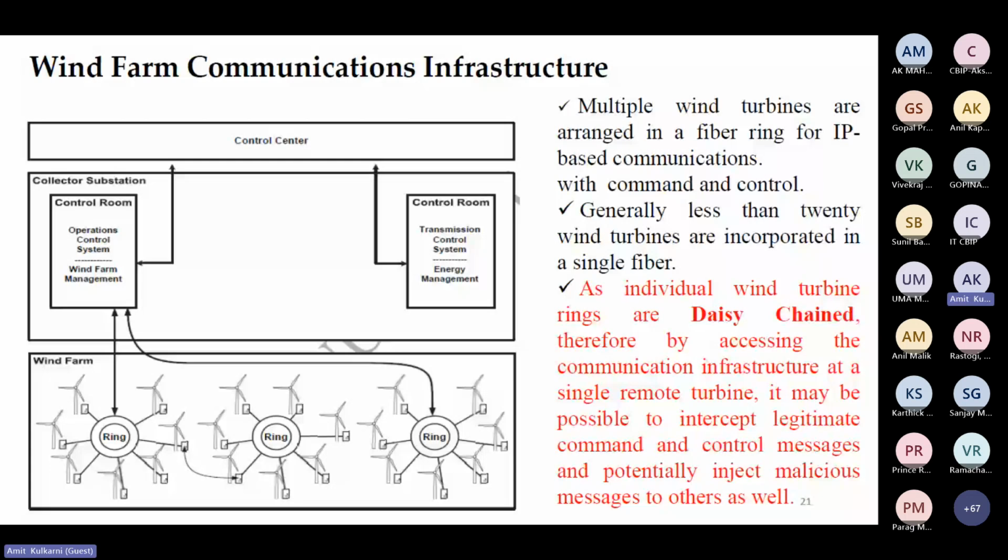So here there is every chance that even if a single wind turbine is affected or accessed remotely, it can have an impact on other connected turbines. So the attack horizon becomes wider.